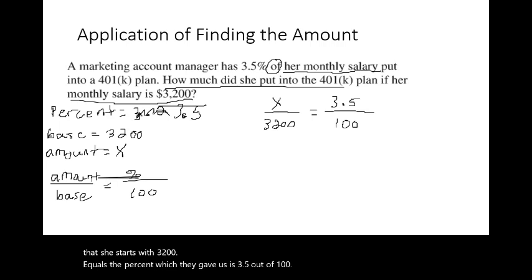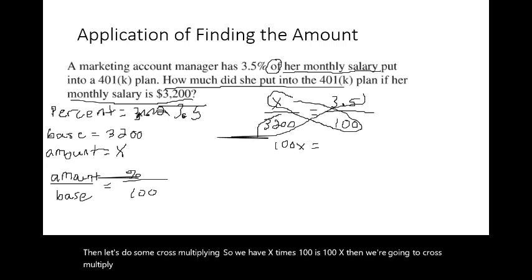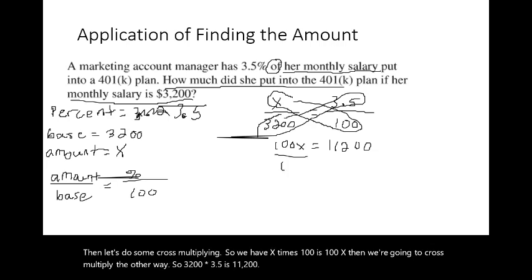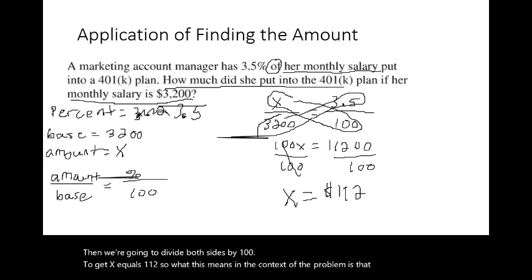Then let's do some cross multiplying. So we have X times 100 is 100X. Then we're going to cross multiply the other way. So 3,200 times 3.5 is 11,200. Then we're going to divide both sides by 100 to get X equals 112. So what this means in the context of the problem is that she puts $112 into her 401k plan every month.